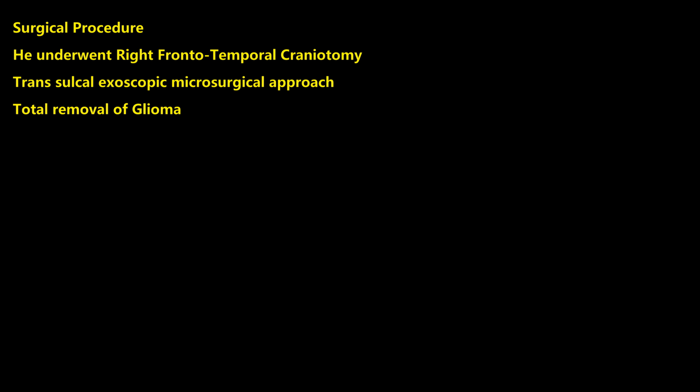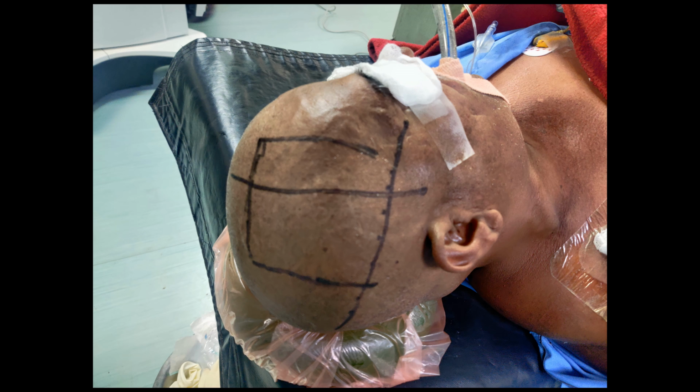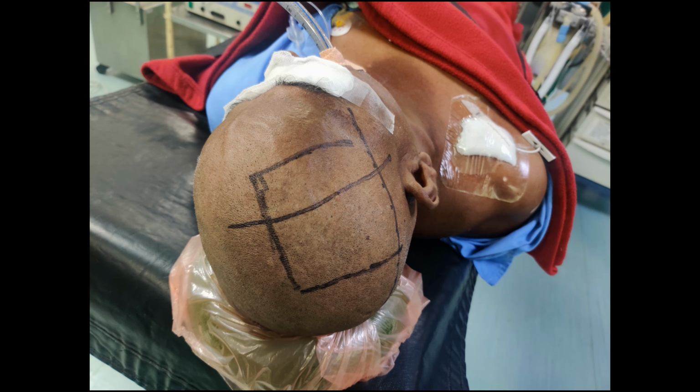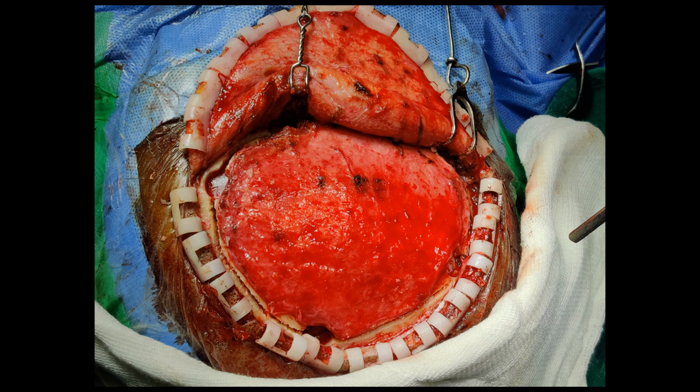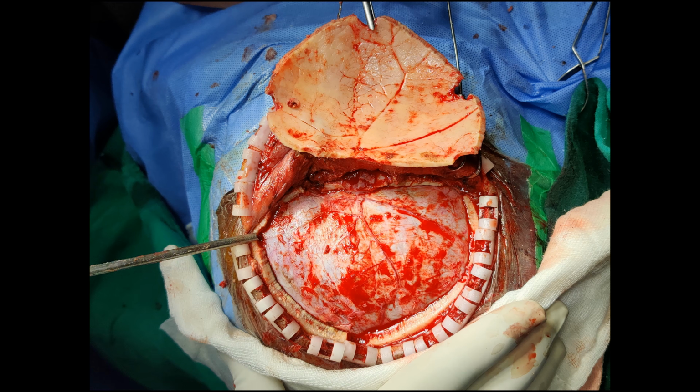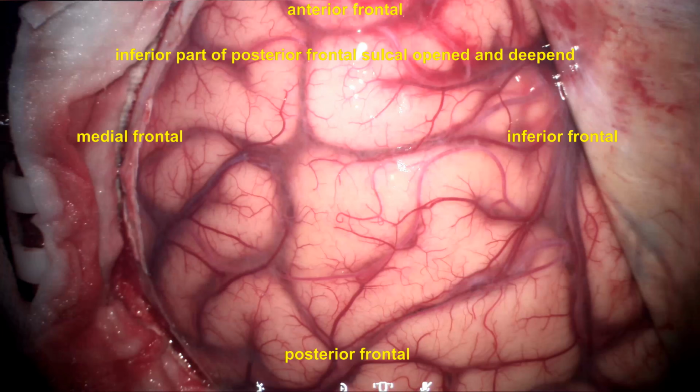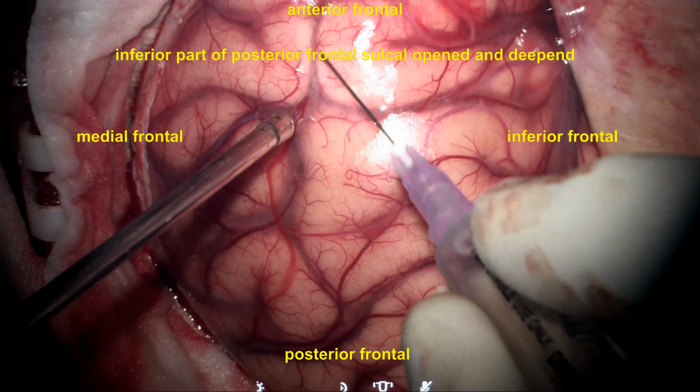With this, he was taken up for surgery and underwent a right frontotemporal pterional craniotomy, transsulcal exoscopic microsurgical approach, and total removal of the glioma. These are the plans of the craniotomy. The craniotomy is planned in the frontotemporal region along the coronal suture, because the tumor is across the coronal suture, half in the front, half behind. The pedicle flap is raised on the superficial temporal artery.